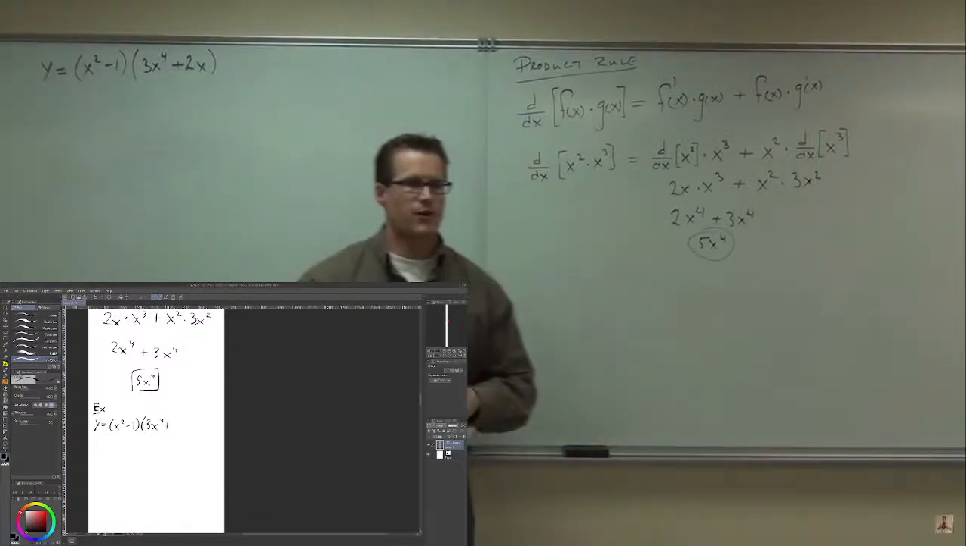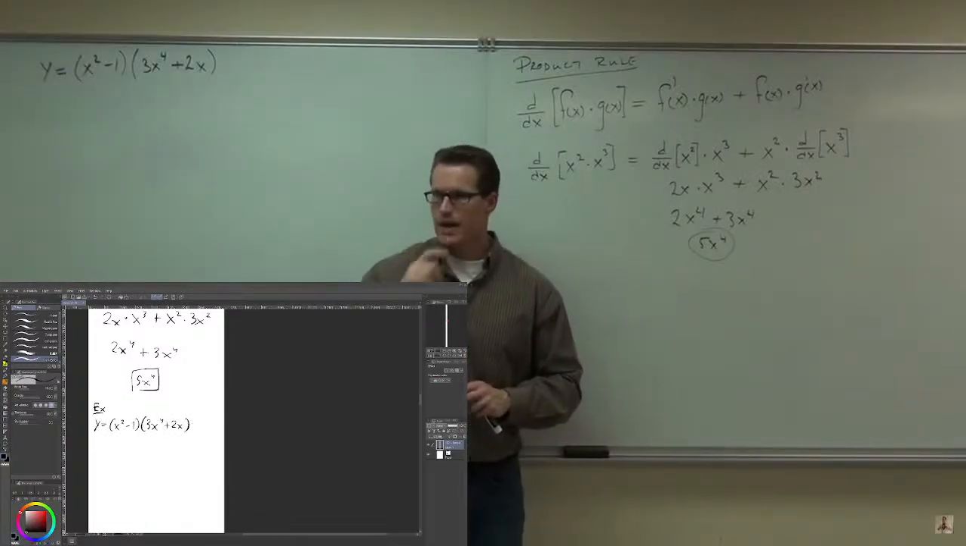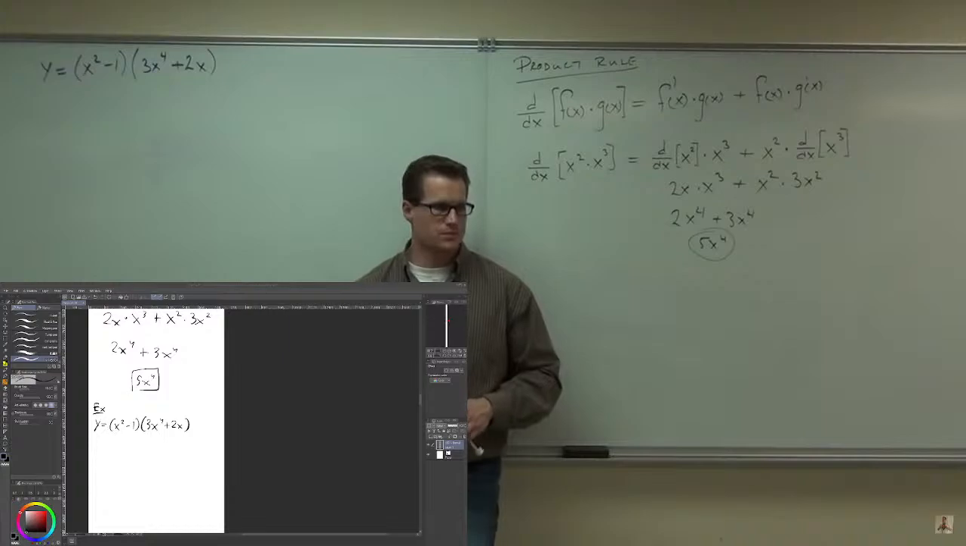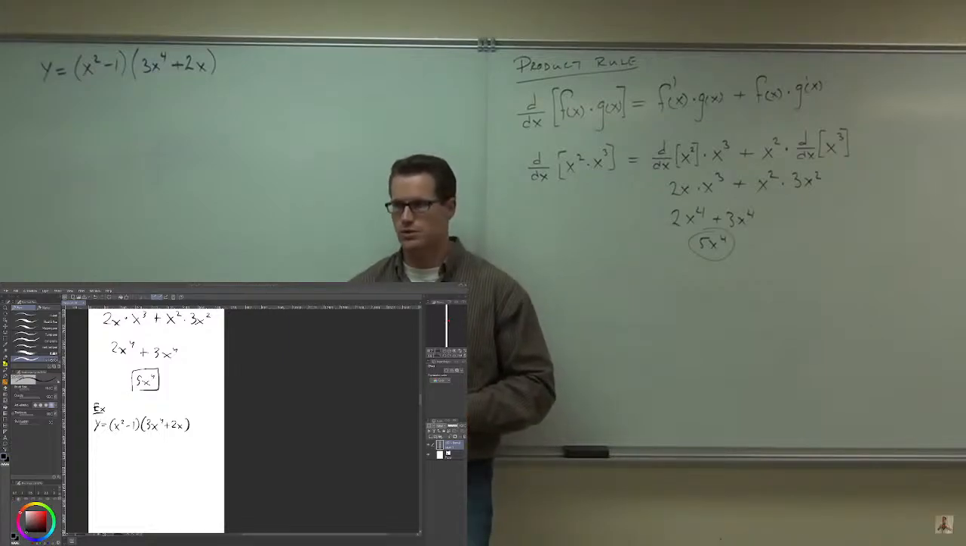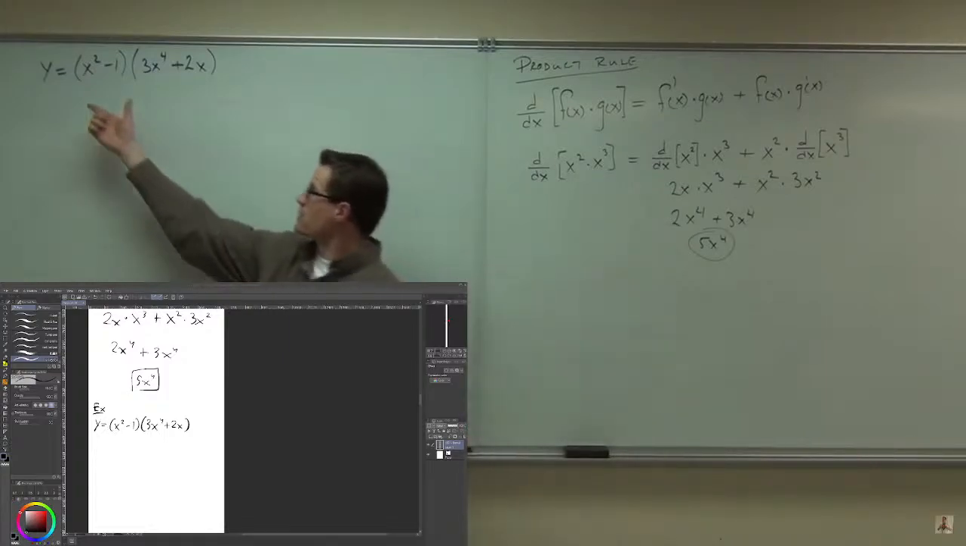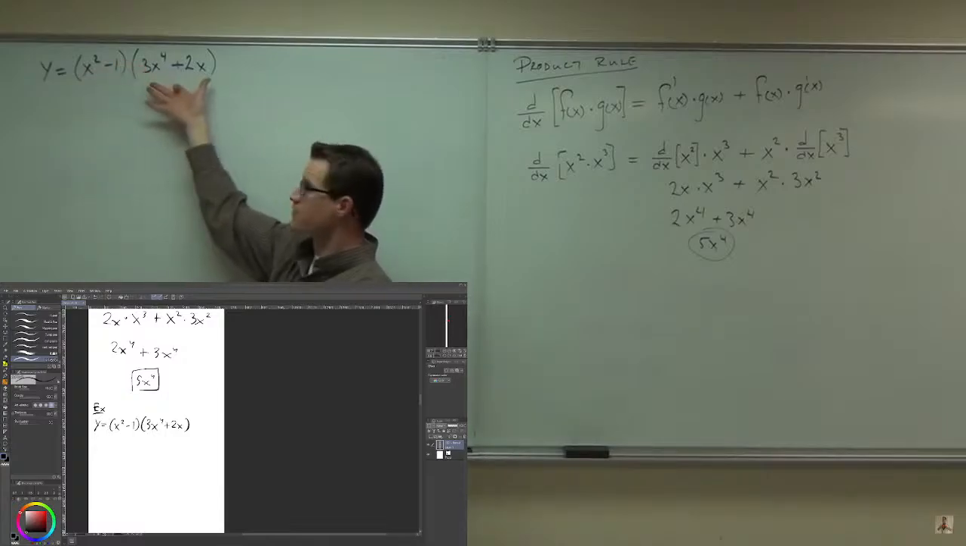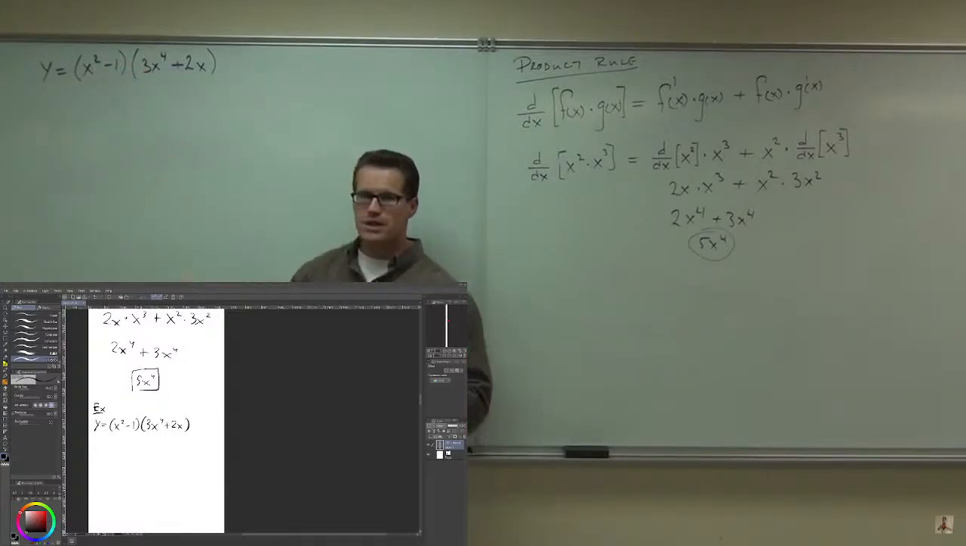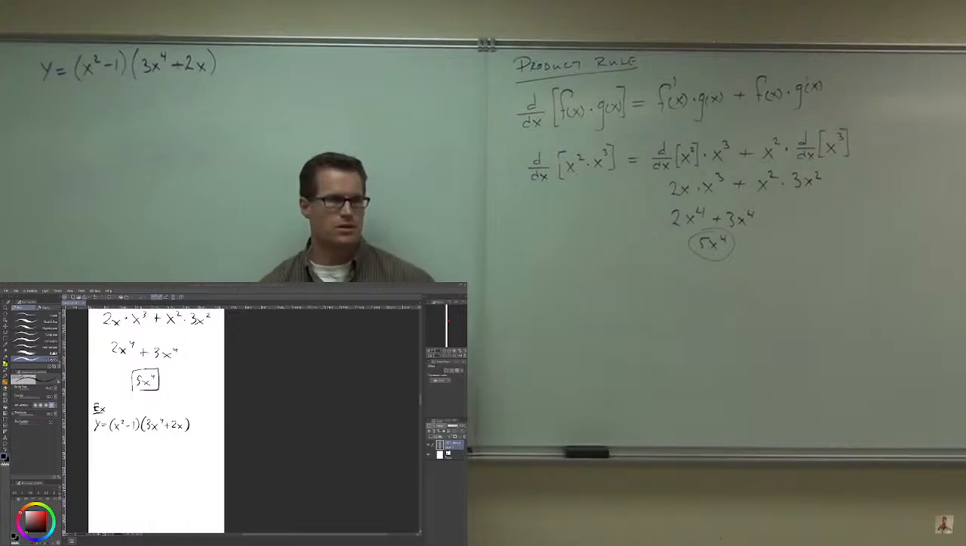Hey, look at my function. Do I have a product? Do I have one function times another function? Yep. Sure, absolutely I do. I've got this function in parentheses times this other function. But do you see that I could distribute this? Yeah. Do you see it? If I FOILed this all out, I could do the derivative that way. I could do it for sure.